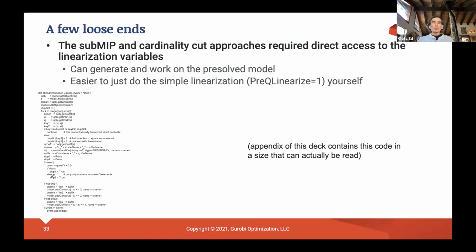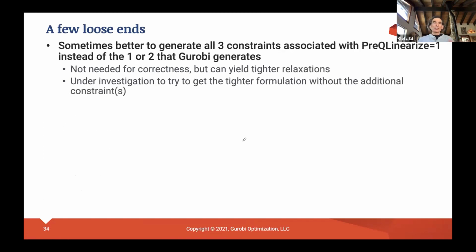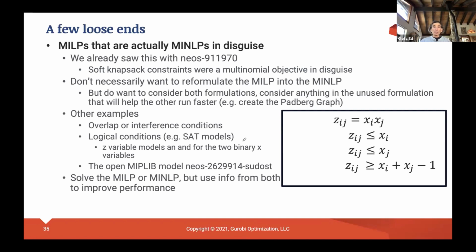Okay, just wrapping up a couple loose ends. We saw how direct access to the linearization variables can help performance sometimes. While you can work on the pre-solved model, you may want to just do it yourself. Here's 40 lines of Python code that show up in bigger print in the appendix, so it's not hard to do. That being said, we're still investigating, trying to understand why this larger linearization helps. We're hoping to figure out how to get the tightness that it gives without the additional constraints, so there's an ongoing effort there.